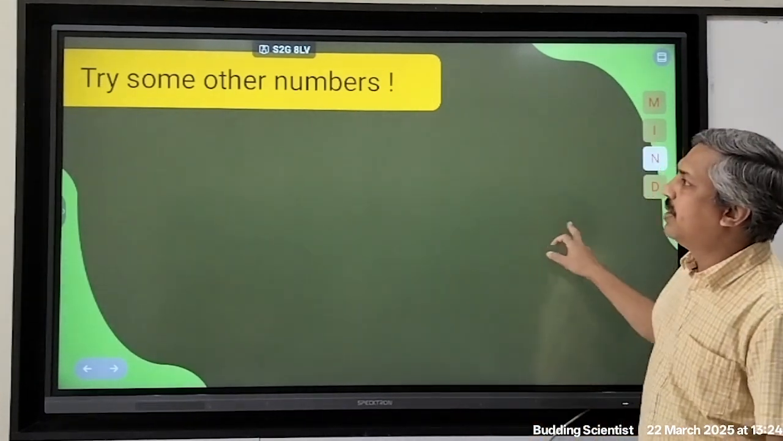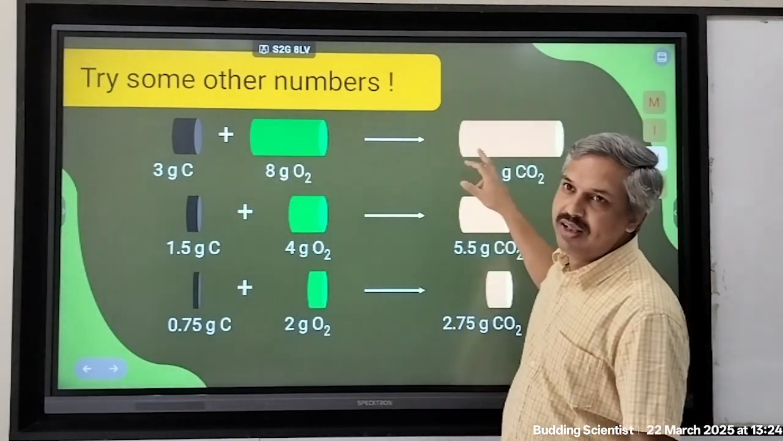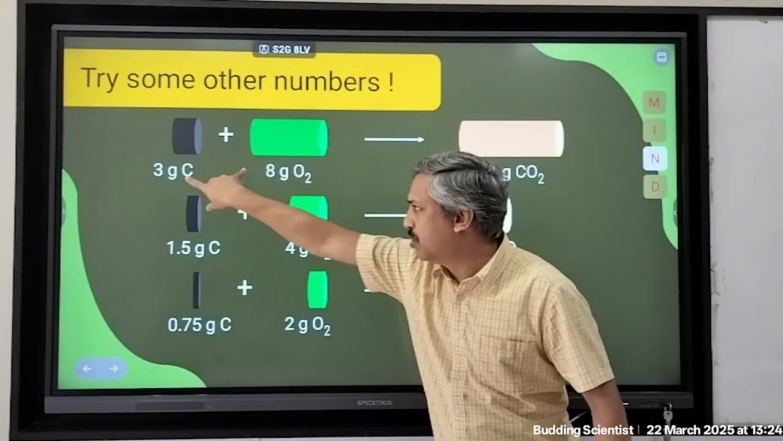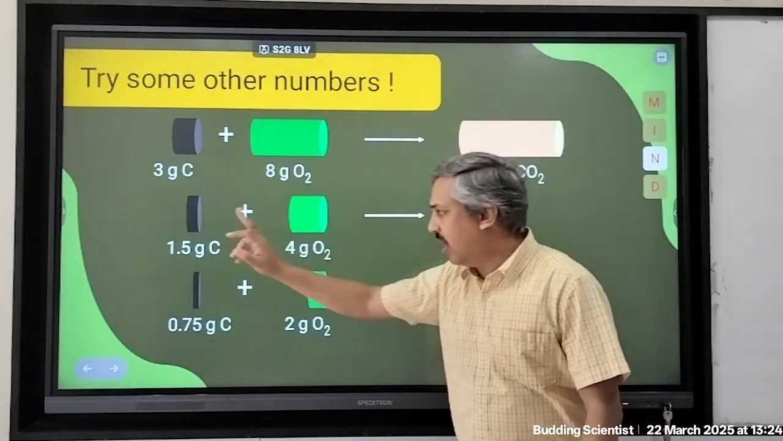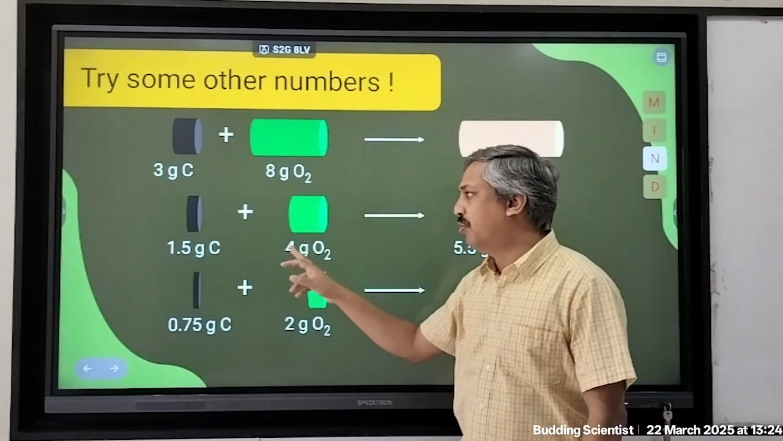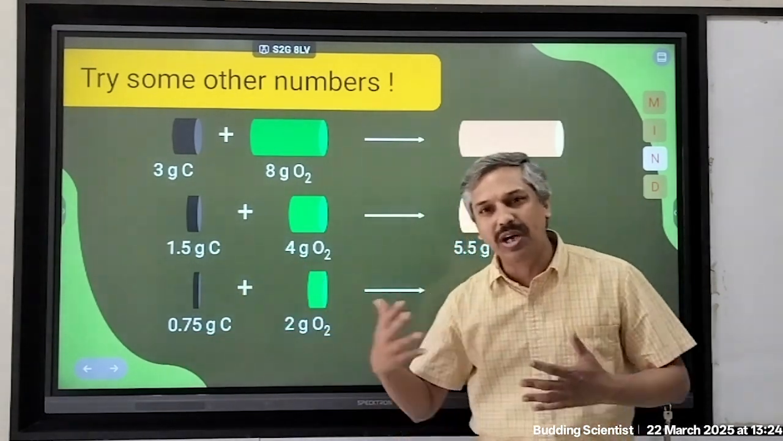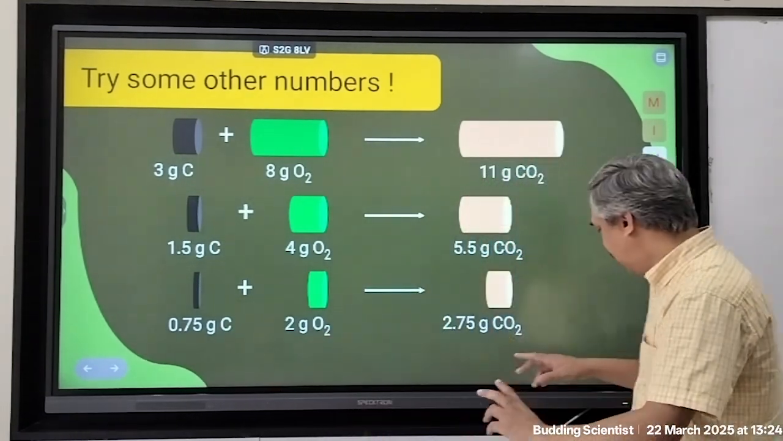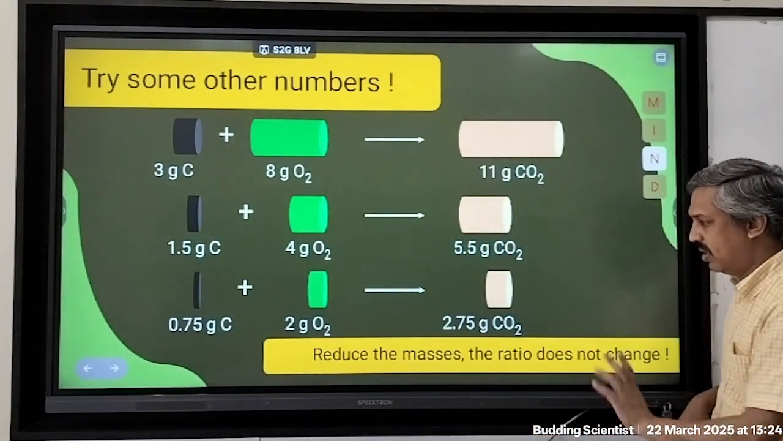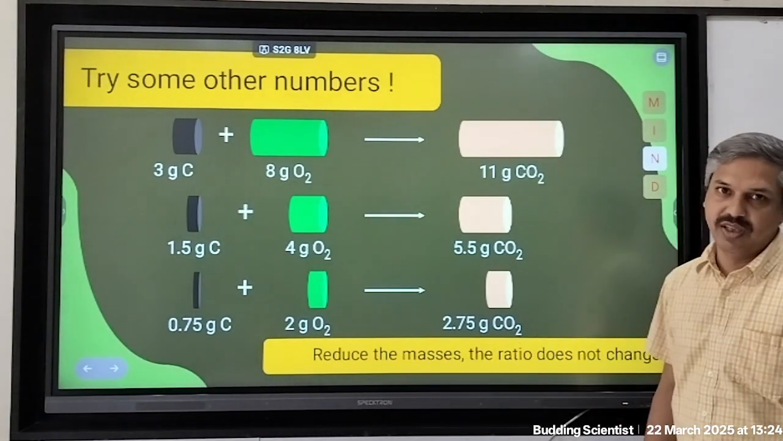Let's try out with some other numbers. So 3 grams of carbon, 8 grams of oxygen, 11 grams of CO2. Again the ratio is 3:8. 1.5 grams, 4 grams of oxygen. Again the ratio is 1.5:4, which is 3:8. 0.75, 2 grams, and you can just go on dividing this, and we can make smaller and smaller masses. The ratio, however, remains to be 3:8. You can reduce the masses, but the ratio does not change. Why?